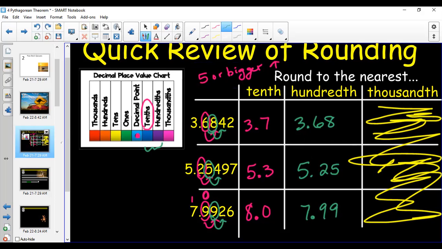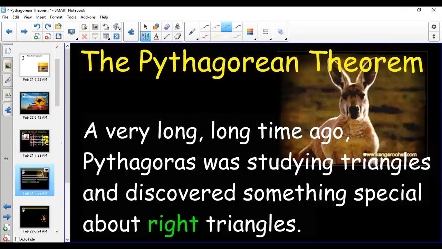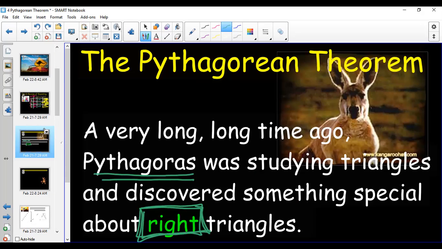All right, so let's talk about triangles finally. So this is called the Pythagorean Theorem. I know that's always hard for people to say. It was actually discovered by somebody named Pythagoras. That was his name. So he was studying triangles, and he discovered something super special about right triangles. All right, so we're going to see what he discovered.